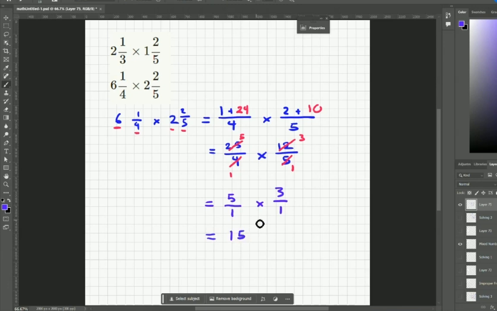Okay, so what I want to stress, again, is look for those cancellations, but remember, you're trying to convert straight away from a mixed number to an improper fraction. Mixed number to improper fraction. Then we just do regular multiplication, numerator by numerator, denominator by denominator, and we look for opportunities to cancel. All right, give the questions a go, and I will see you in the next video.